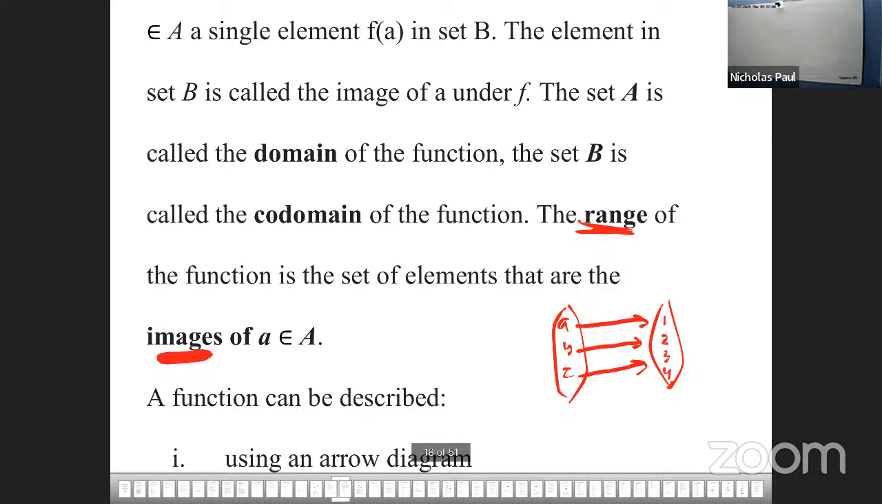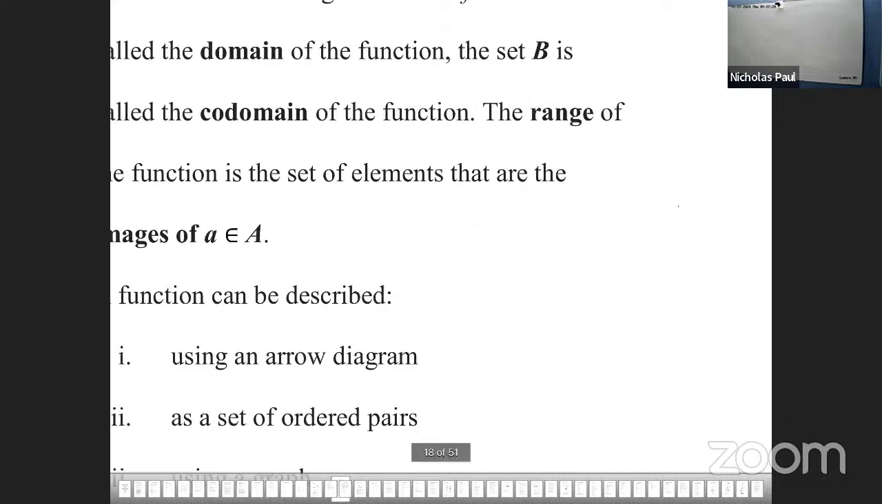Is that clear? Yeah. So a, b, c we call your domain. 1, 2, 3, 4 is the codomain. 1, 2, 3 are the images, and that set of images is also called your range. Okay? So in your notes, I want you to write that, because some of you are hearing it for the first time, or somebody could see it.